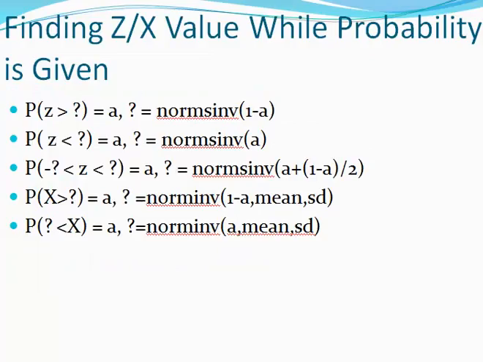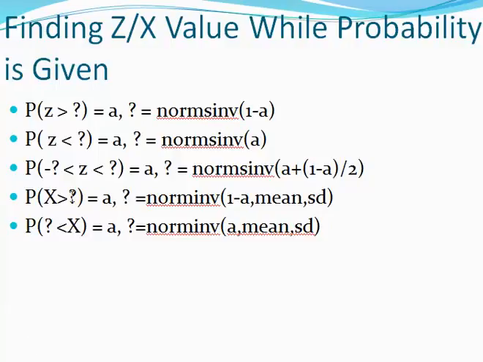Now there is another type of question. If the probability is given, we want to find the z value or the x value. For example, the probability z greater than question mark equals the given probability. For this question mark we use NORM.S.INV, and since it's greater than, we use 1 minus A.